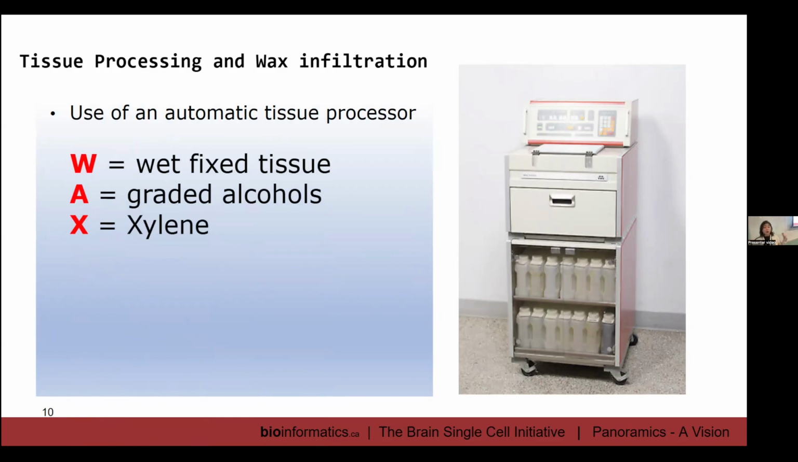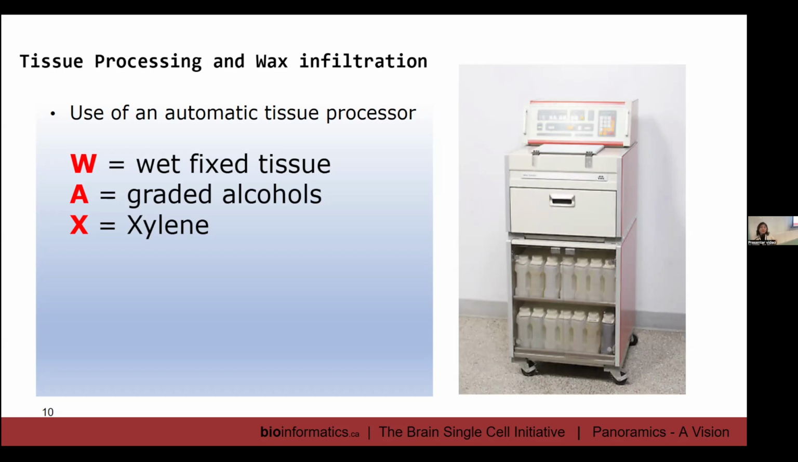So you've got wet fixed tissue, that's your W, fixative, aqueous, alcohol, graded alcohols, you're going from the most dilute to the most concentrated of alcohols. You're going to go through a series of that. Then into xylene. You need the xylene in order for wax to infiltrate the tissue. And so if you remember wax, that's tissue processing, right in a nutshell for you.